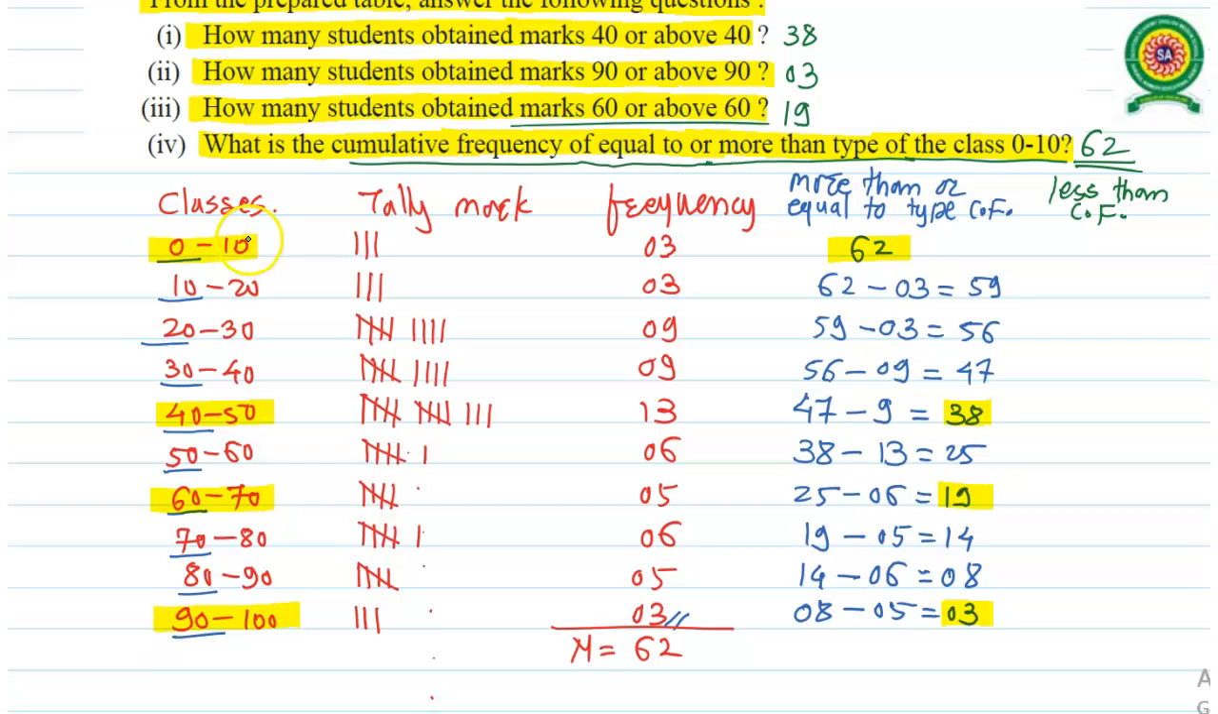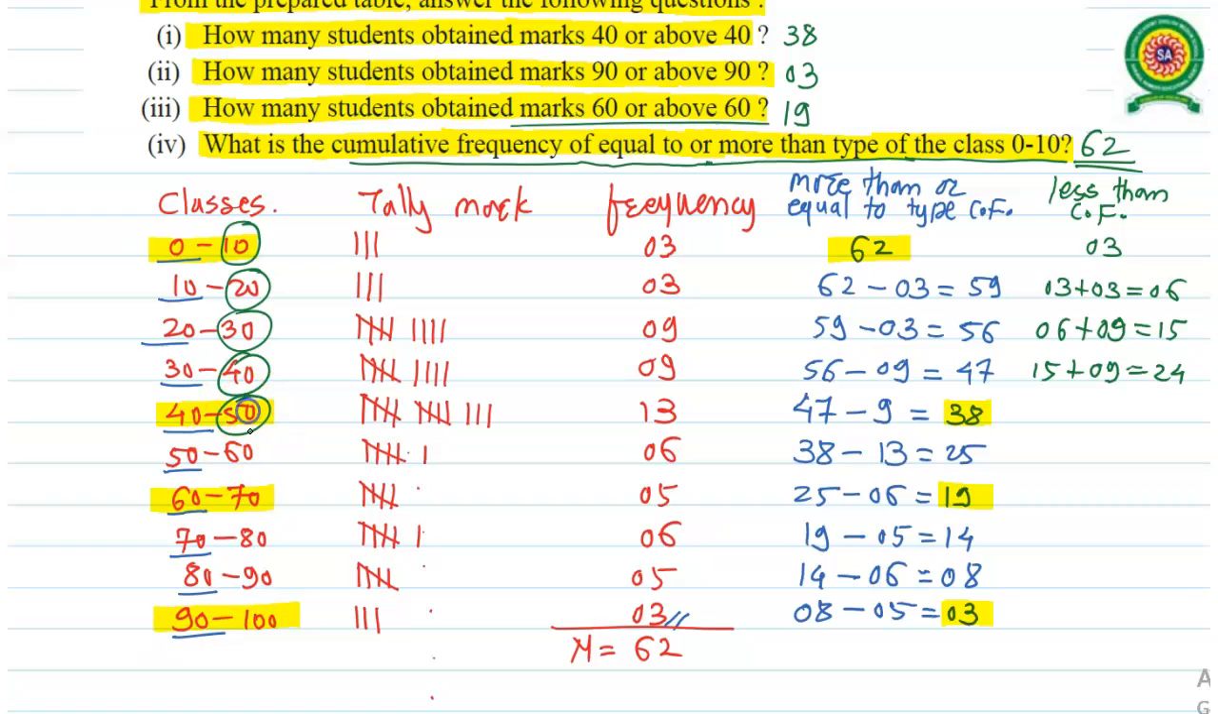That means we have to evaluate the number of students who have marks less than 10. How many students do we have? 3 students. Number of students who obtained marks less than 20: we have 3 plus 3 becomes 6. Now less than 30: 6 plus 9, that is 15. Now less than 40: 15 plus 9, that is 24.